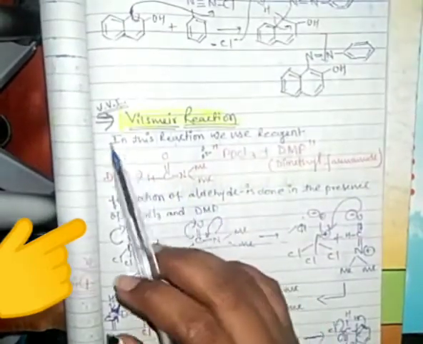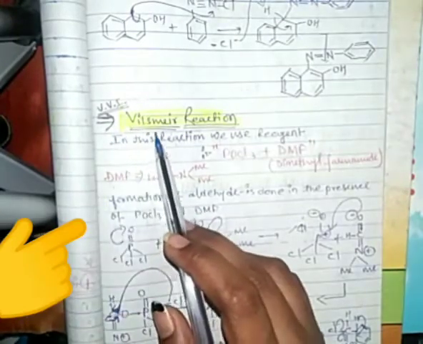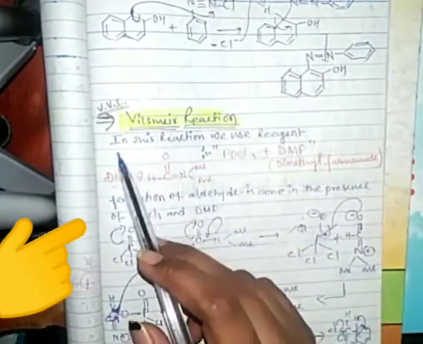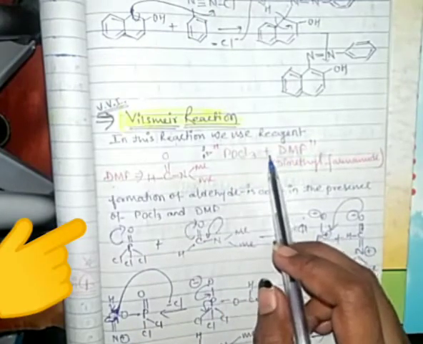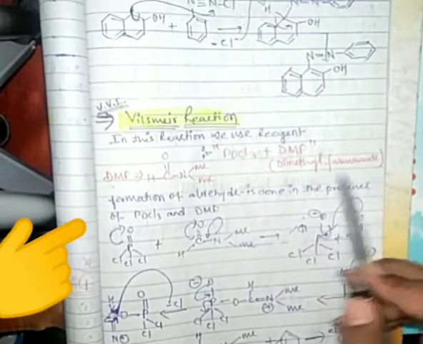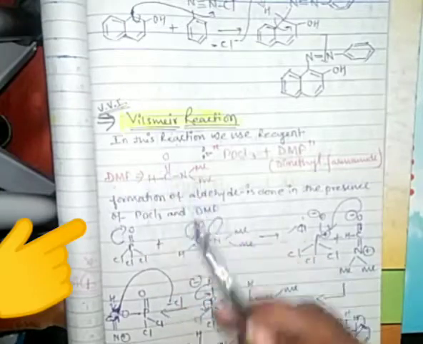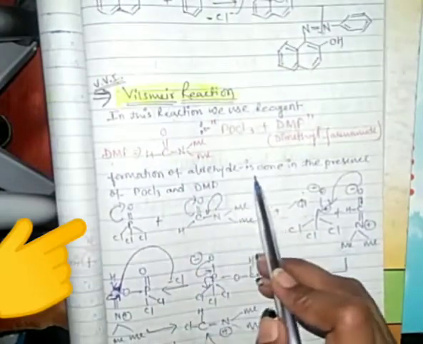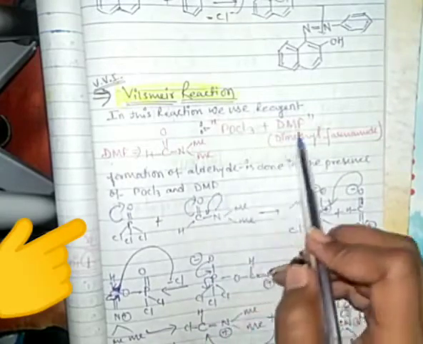Next we see another reaction. This is a very important reaction called the Vilsmeier reaction. In this reaction we use reagent POCl3 plus DMF. DMF is dimethylformamide and this is the structure of DMF. In this, formation of aldehyde is done in the presence of POCl3 and DMF.